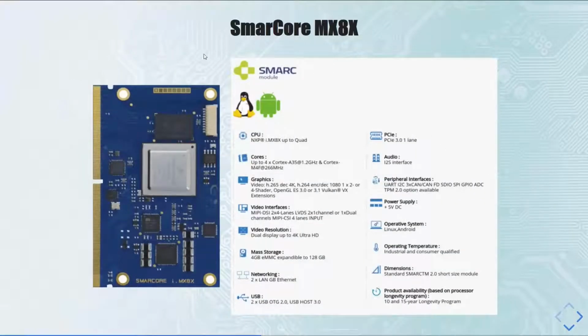The system of module choice for this application is our SmarCore MX with NXP processor, with up to 4 Cortex-A35 and a Cortex-M4 for real-time. All the specifications about this hardware, as well as for all the other Engicam system of modules and boards, can be found on the Engicam website.